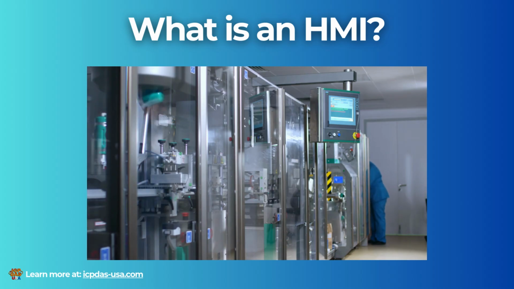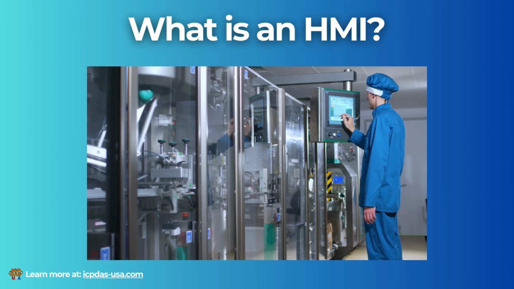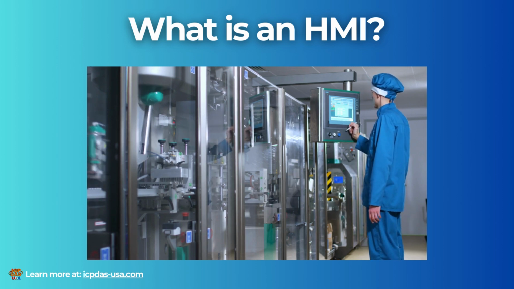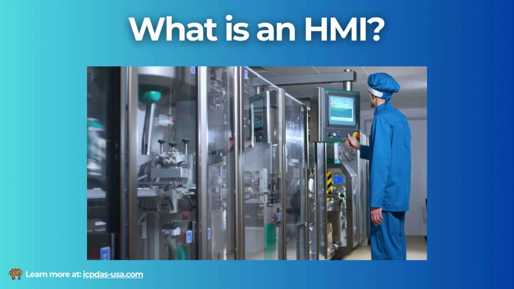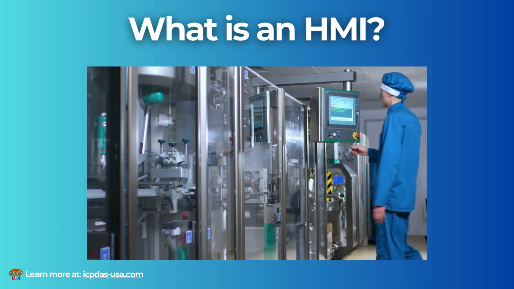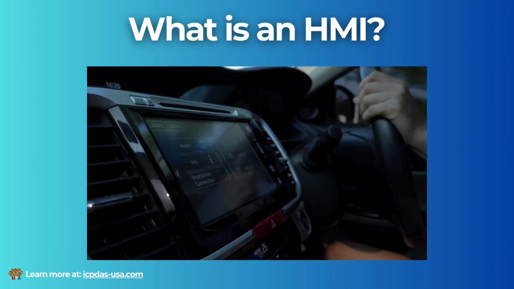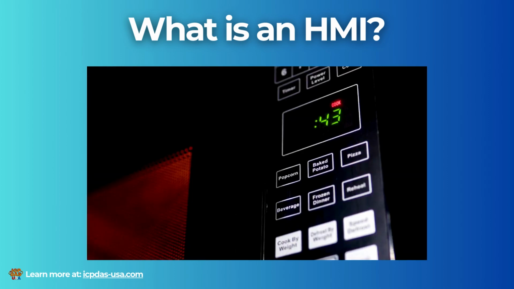An HMI is the interface between humans and machines. It's the system that allows us to interact with and control machinery, devices, and even entire production systems. You've probably used an HMI without even realizing it. Every time you touch a screen on your phone, adjust settings on your car's dashboard, or even use a microwave.